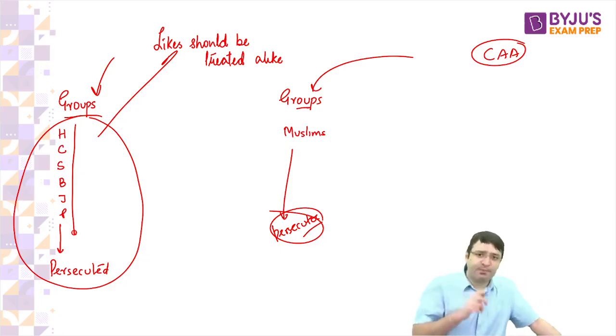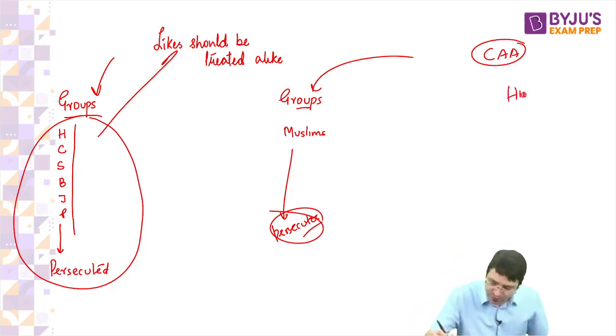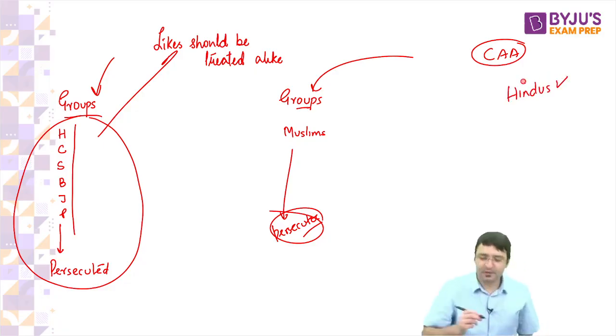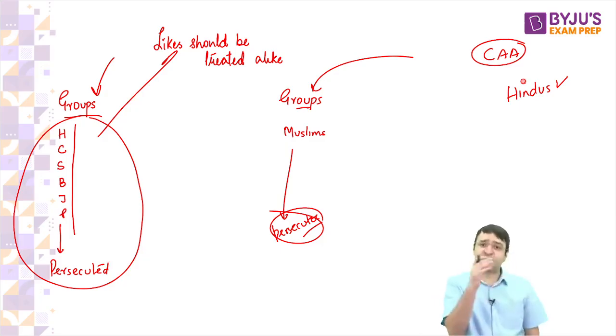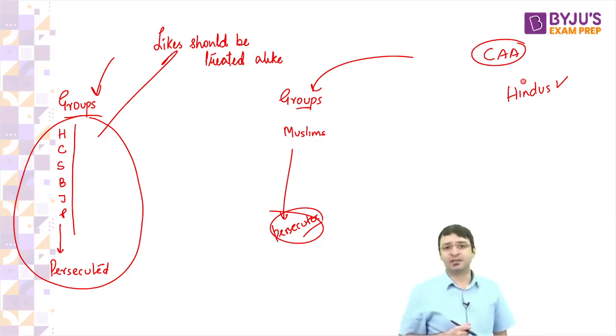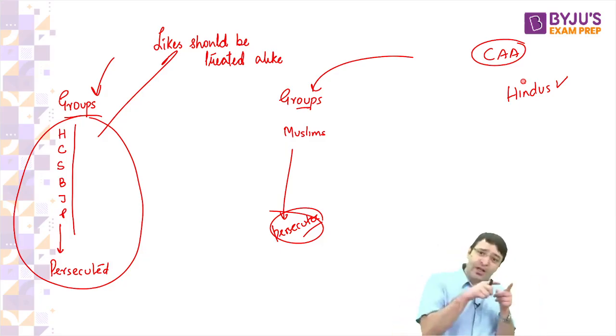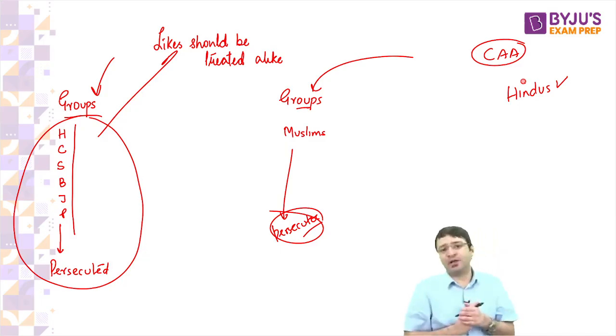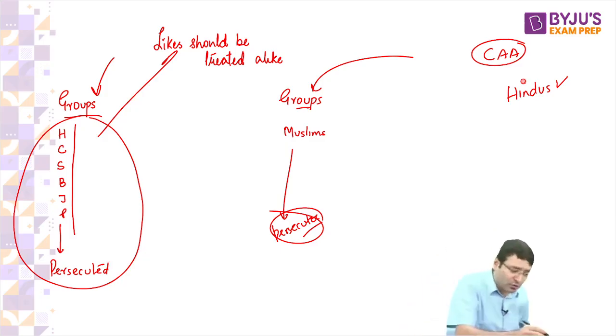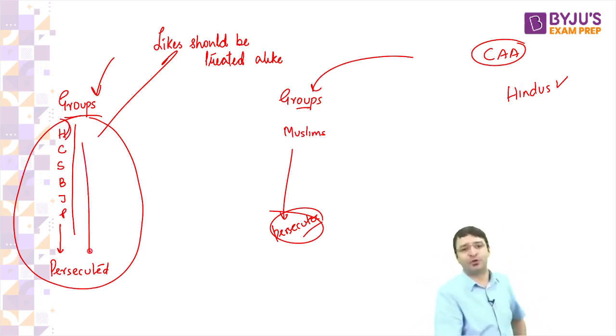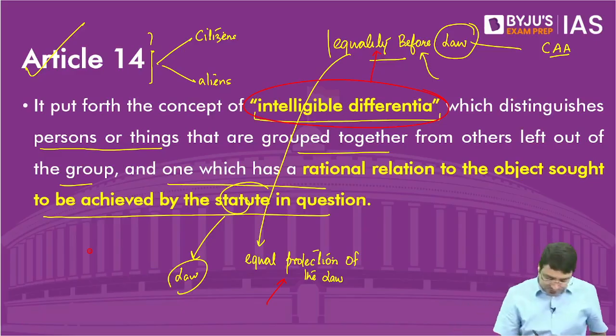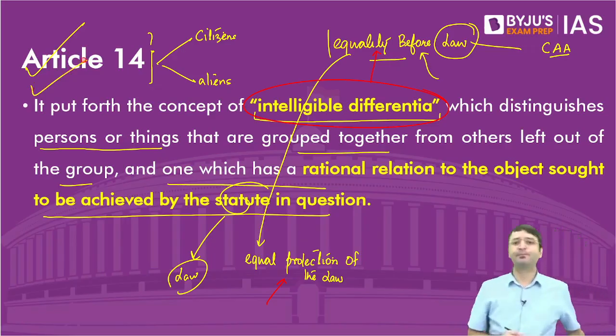Article 14 would have been violated if the law would have said only Hindus will be given citizenship. Not Christians, nor Buddhists, nor Jains, nor Parsis. If the law would have said only Hindus, then it would have been a violation of equality. Why? Because not only Hindus are persecuted, other religious minorities are also persecuted. That is why Article 14 is not violated.